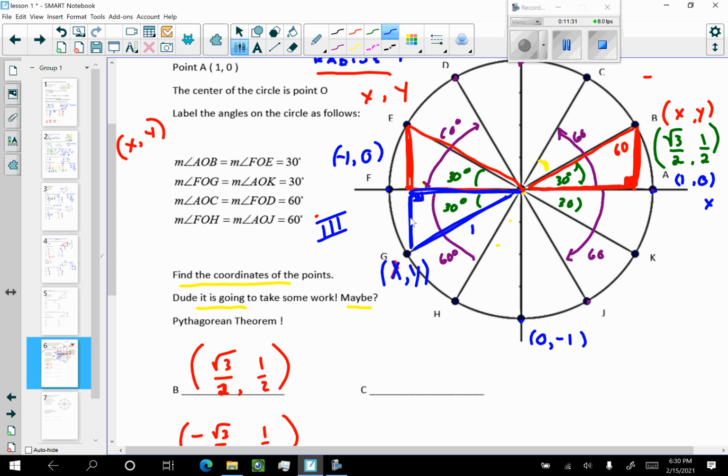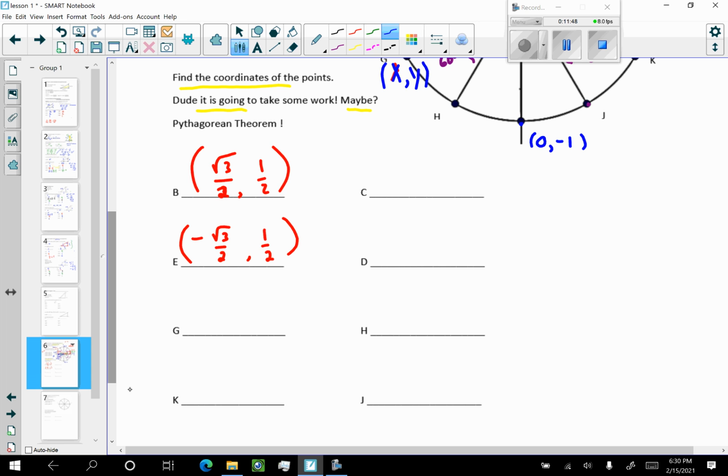What do you know? The x and the y are negative, but the distance of this long leg and the distance of the short leg are the same. All we need to do is sign those distances. So if I'm at G, that's going to be negative square root of 3 over 2 and negative 1/2.